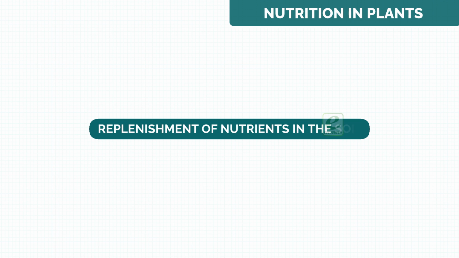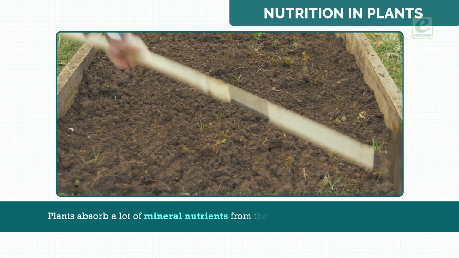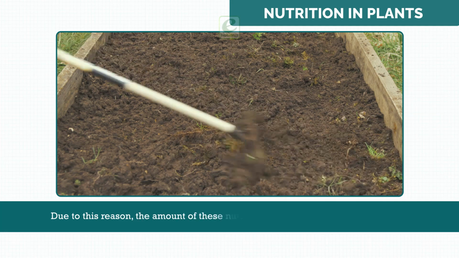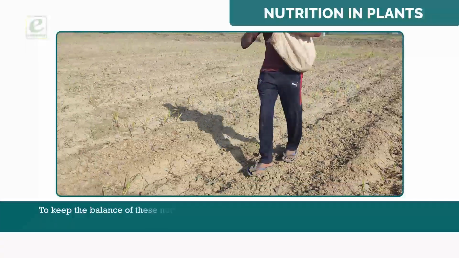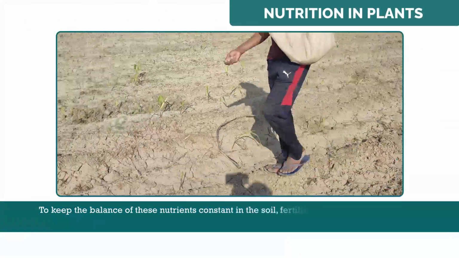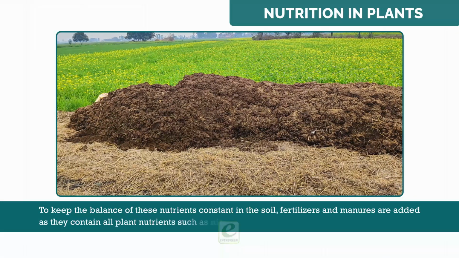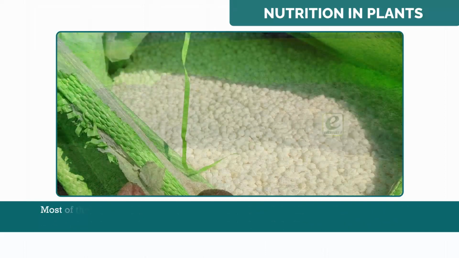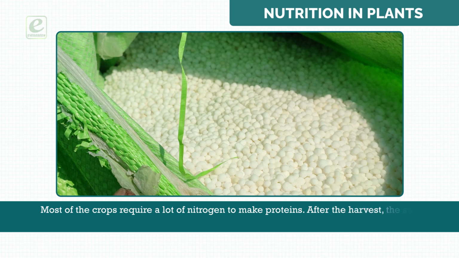Replenishment of nutrients in the soil. Plants absorb a lot of mineral nutrients from the soil during their growth period. Due to this reason, the amount of these nutrients keeps on declining in the soil. So to keep the balance of these nutrients constant in the soil, fertilizers and manures are added as they contain all plant nutrients such as nitrogen, potassium, calcium, phosphorus, etc. Most of the crops require a lot of nitrogen to make proteins. After the harvest, the soil becomes deficient in nitrogen.